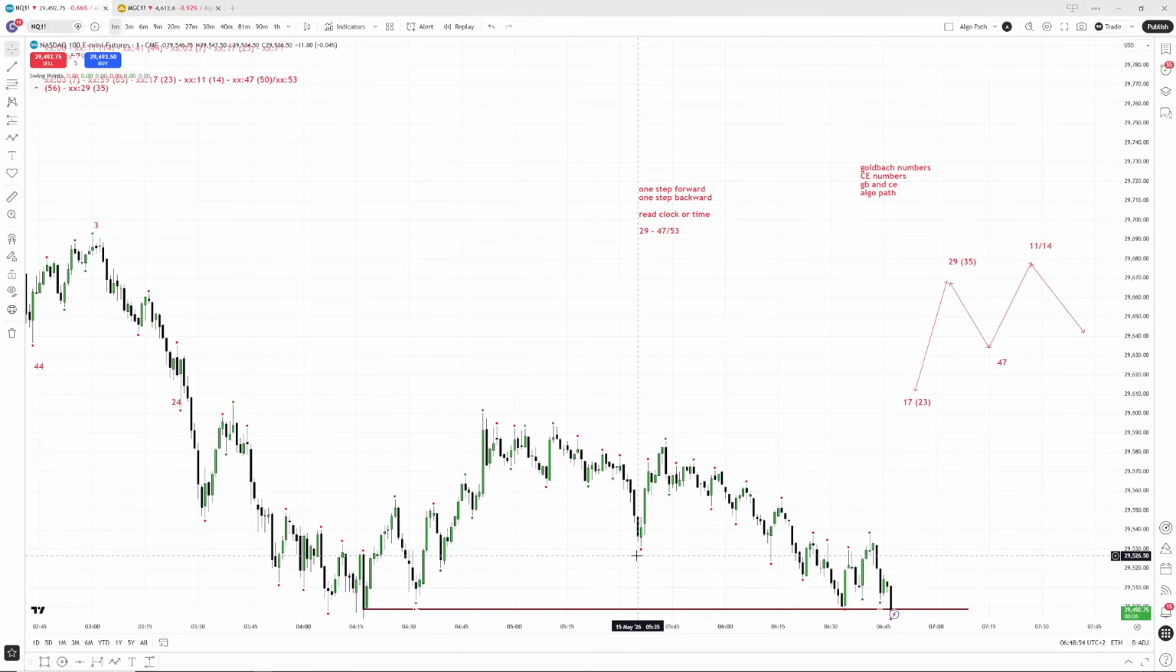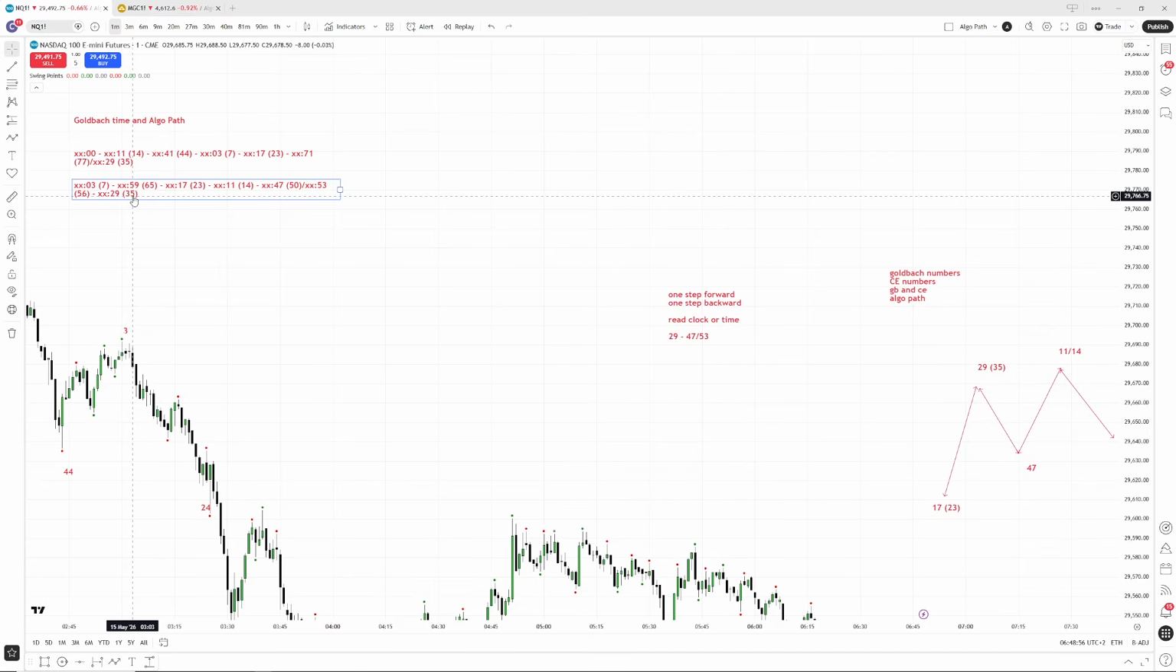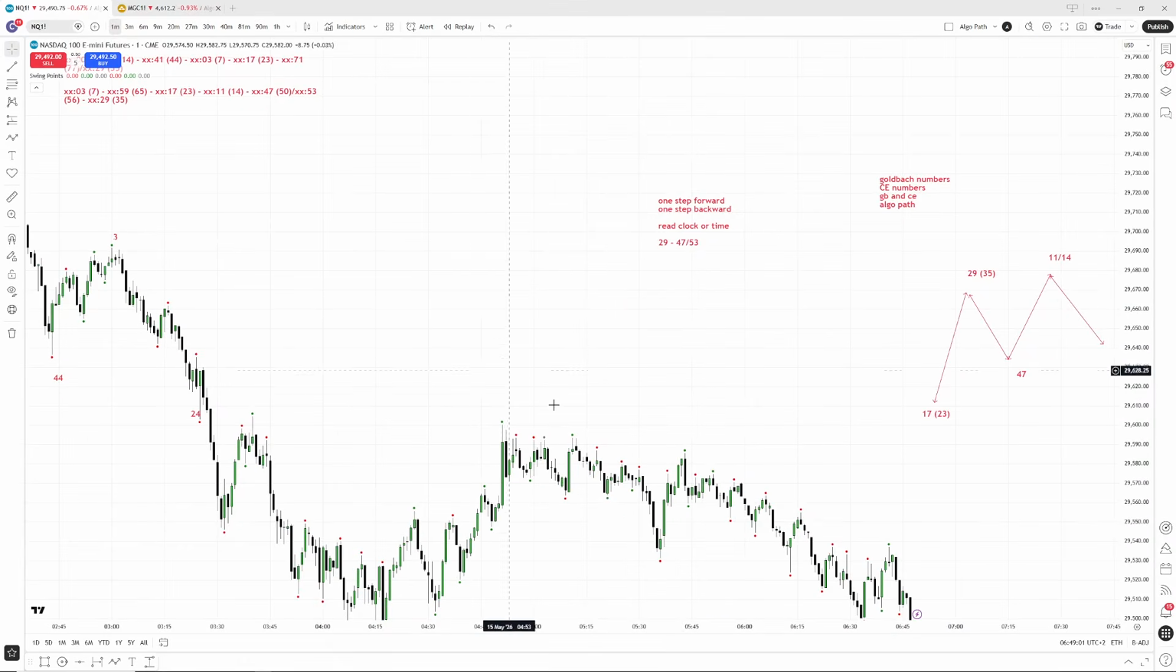Now this is 35. So 35 is here. It should go as per the clock to 47.53. So you check that. So here it doesn't go. Now you can add here and make it 47. 5 plus 42 is 47.